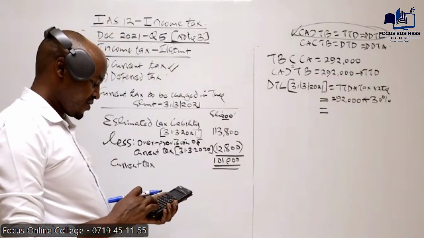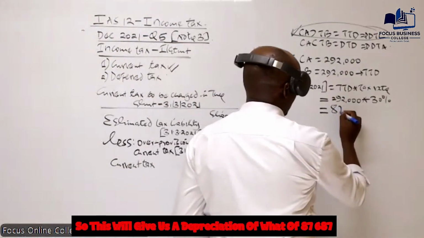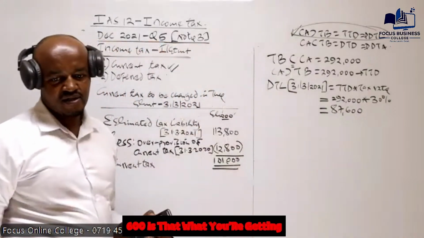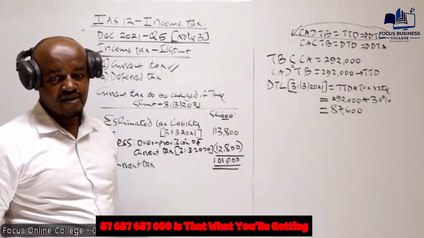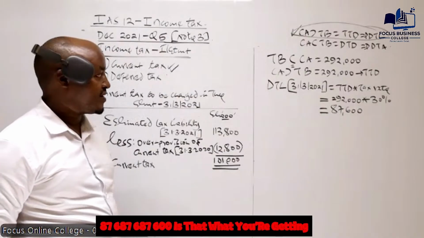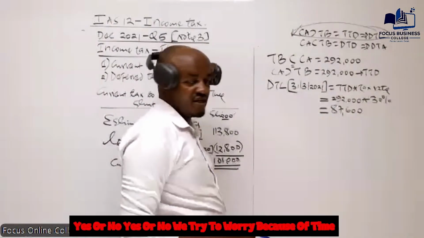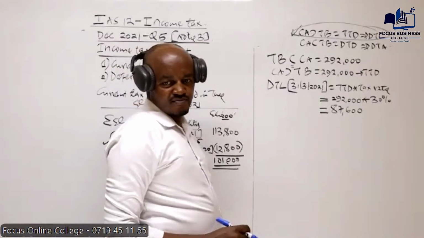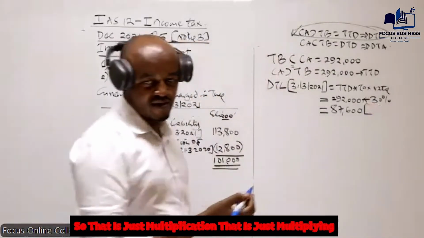292,000 times 30% will give us a deferred tax liability of 87,600. Is that what you're getting? Yes or no? We try to hurry up because of time. That is just multiplication.